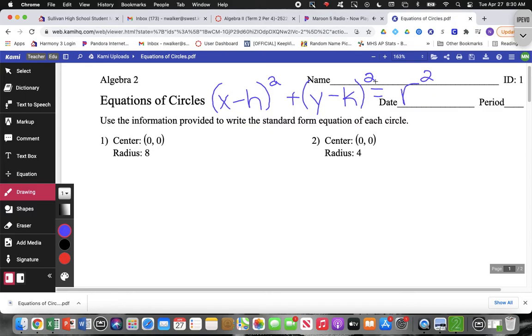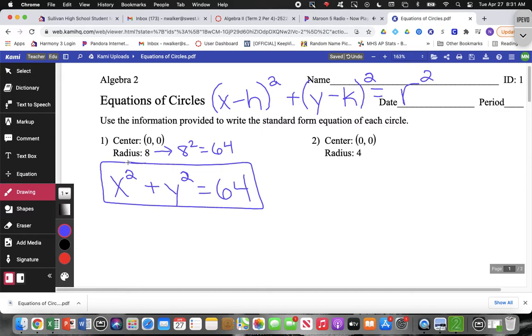All right, so on this one, we aren't subtracting anything from x, so that's just x squared. Not subtracting anything from y, so that becomes y squared. Now, on this one, it tells us our radius is 8, so what is 8 squared? 8 times 8 is 64. And this would be our equation. That's the answer. Yeah, that's it. That's the equation for that circle.